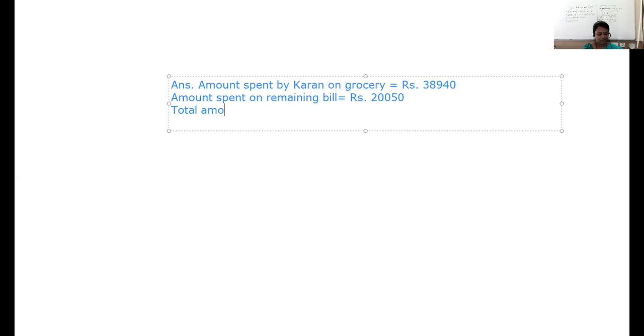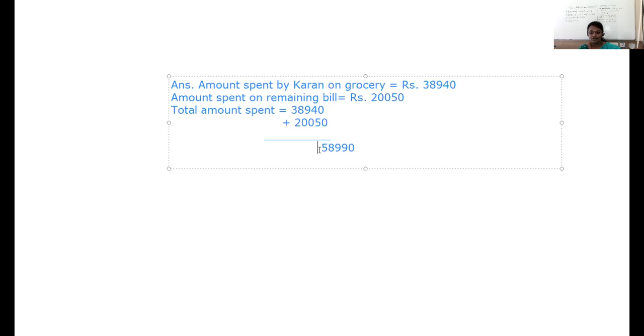Total amount spent is equal to 38,940 plus 20,050. So while adding, we write the answer by first adding the ones place: 0. Tens place is 9, 4 plus 5 in the hundreds is 9, thousands 8 and ten thousands is 5. So we get the answer as 58,990 rupees is spent in all.